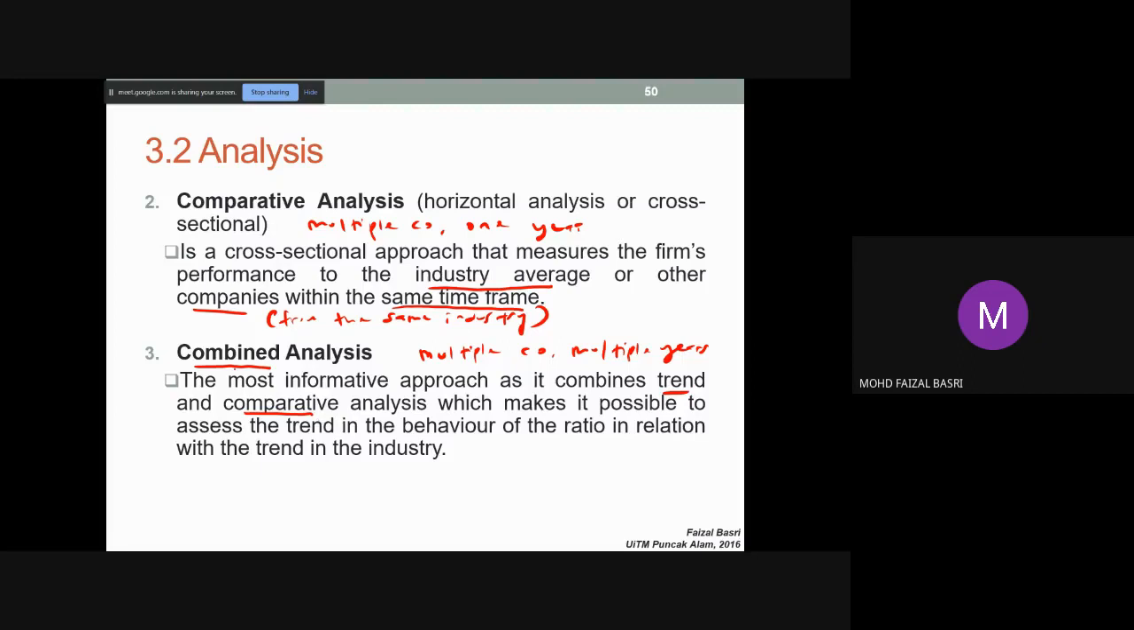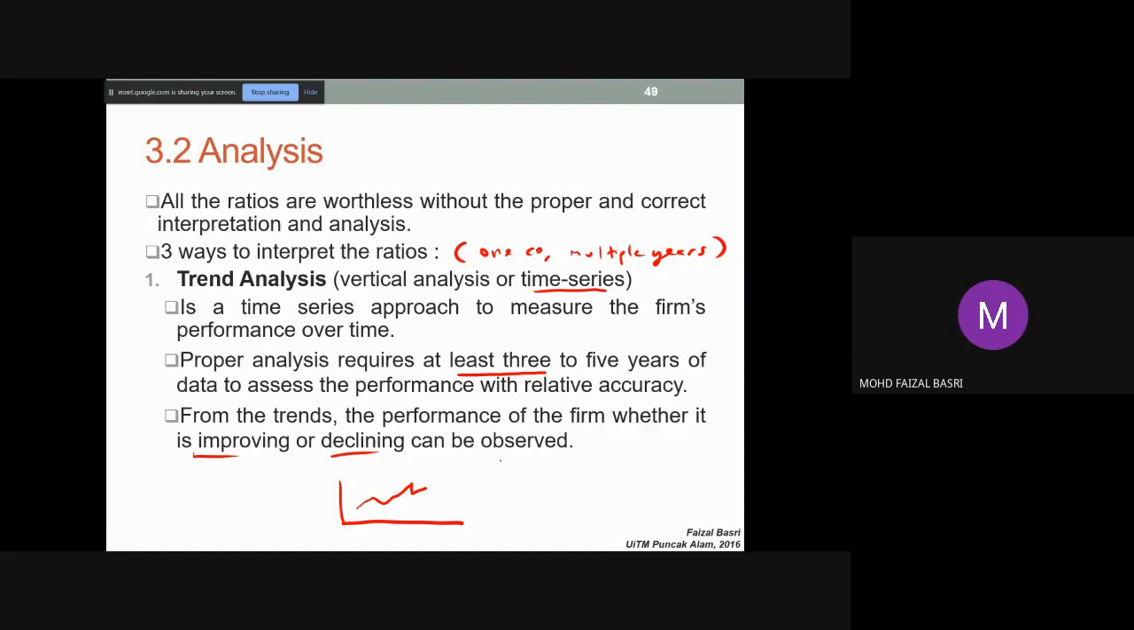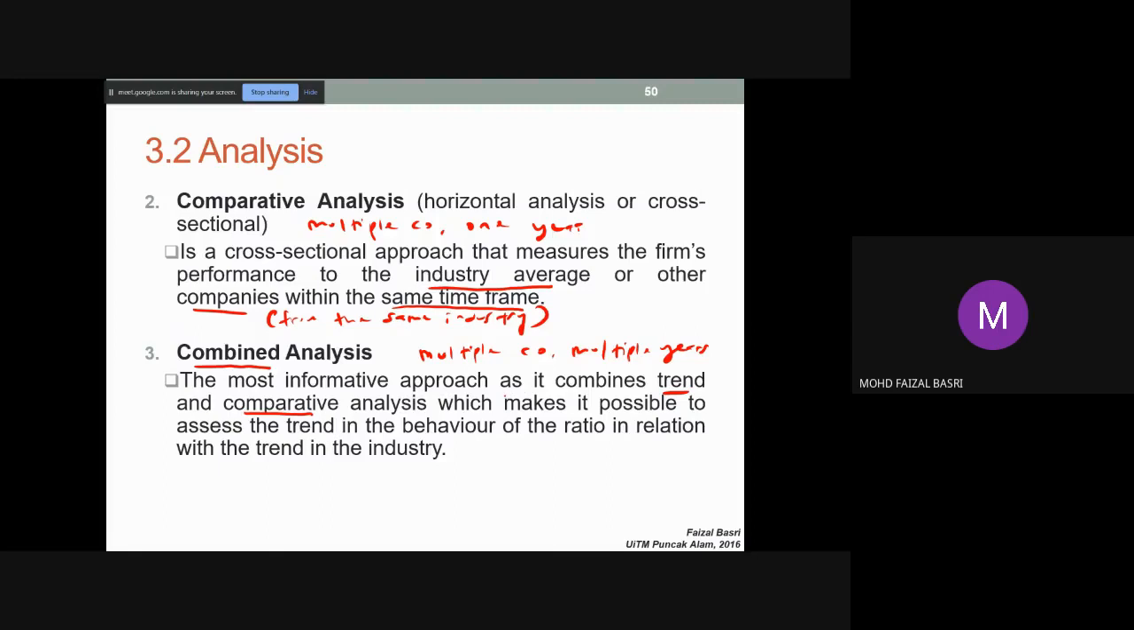Okay, so you're going to combine, meaning you will have multiple companies, because you will have multiple group members. So every group member must choose their own company. You cannot rely on others. You have to have your own company and you're going to have multiple years. I will use the minimum, we have 3 years minimum. So that's what we're going to do.